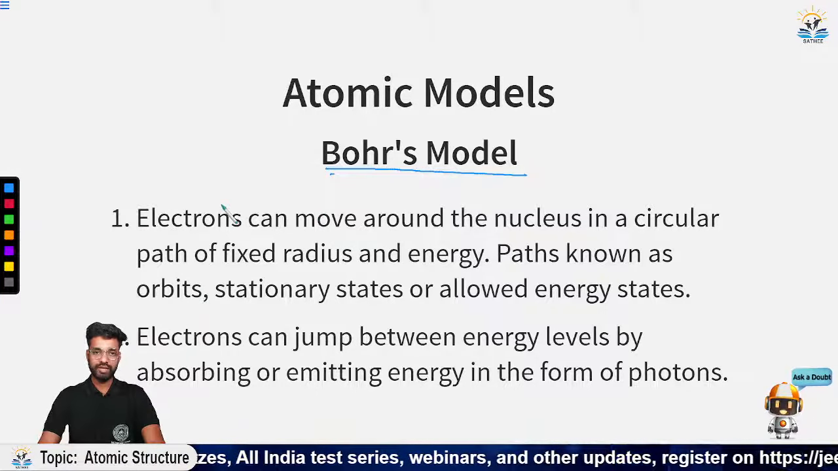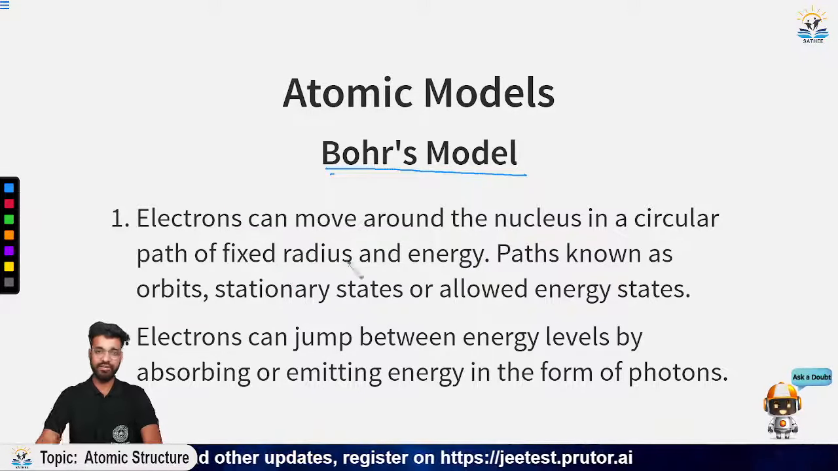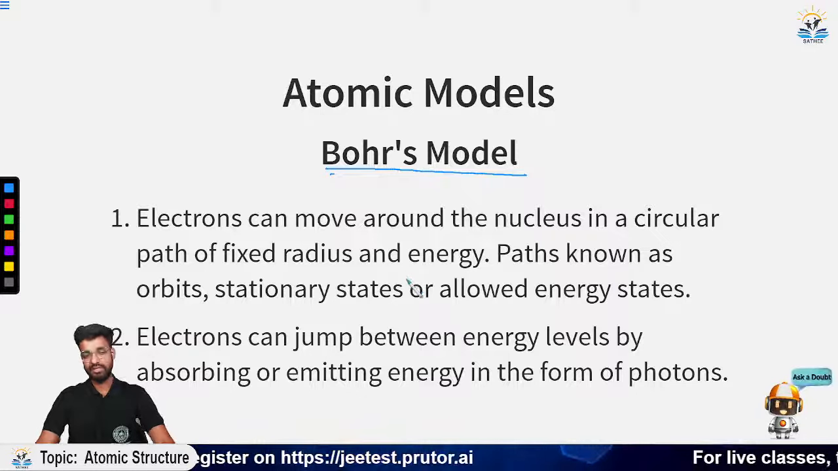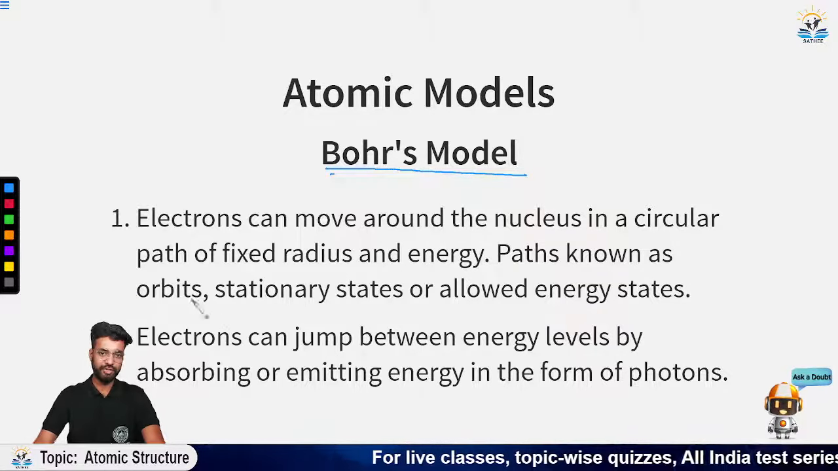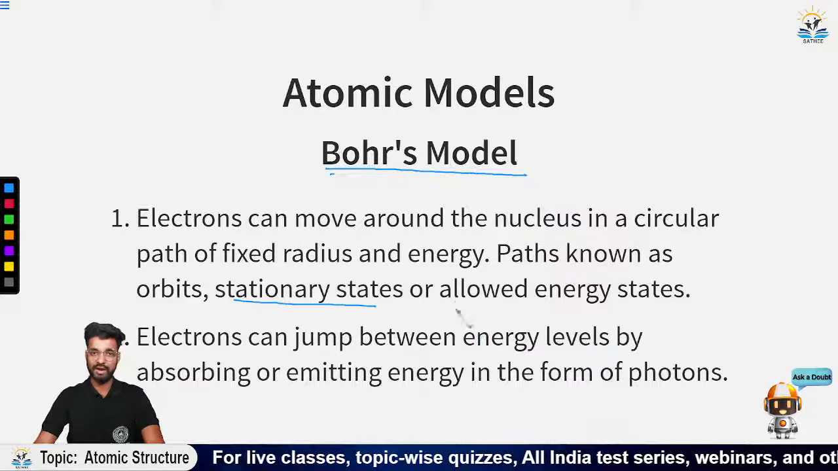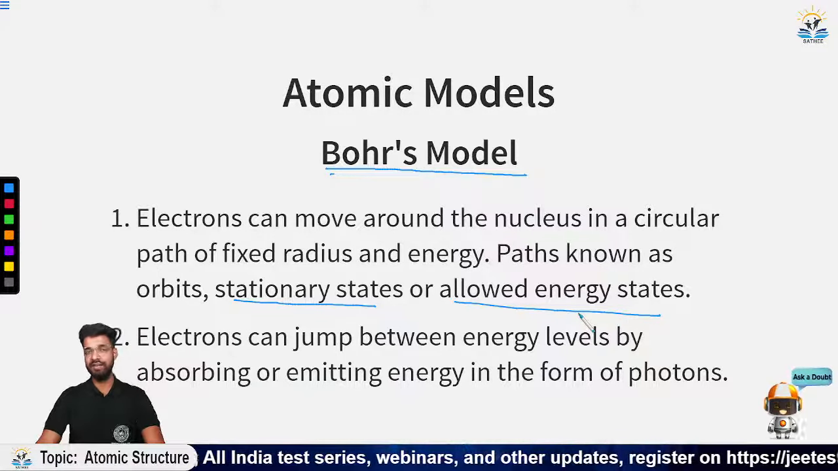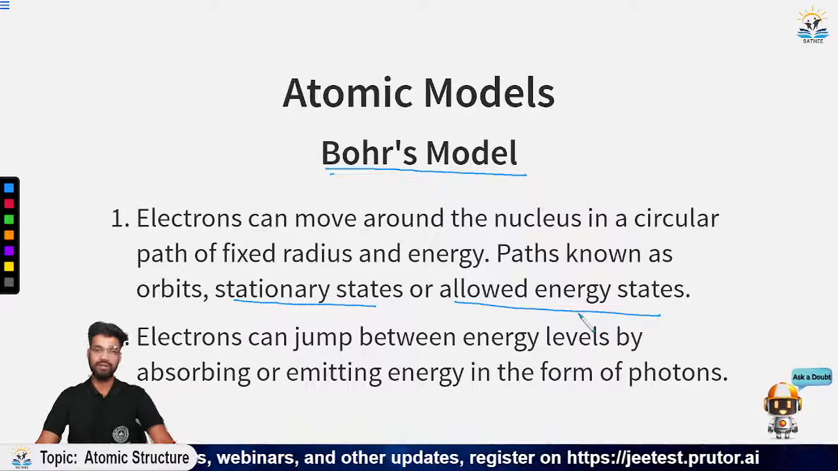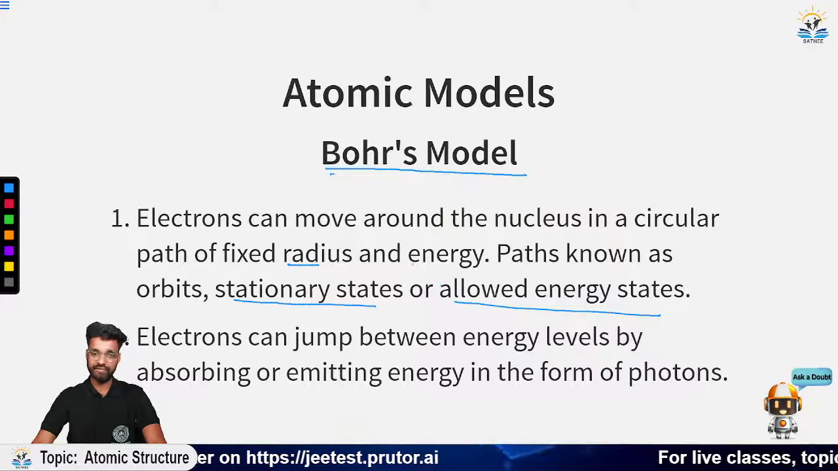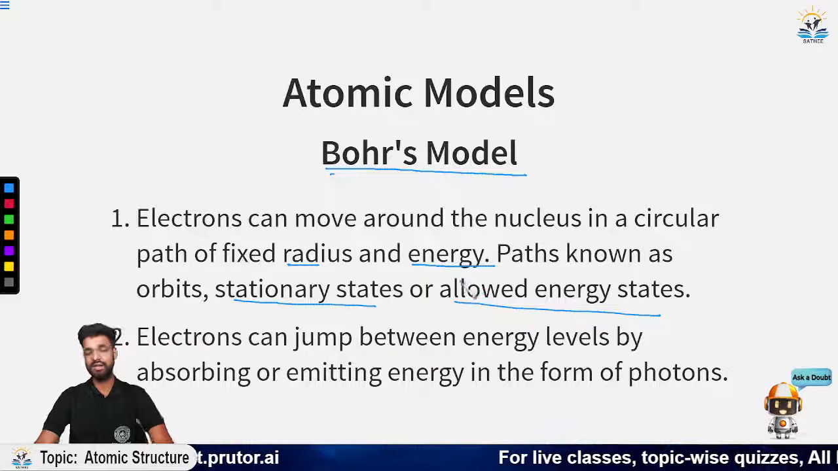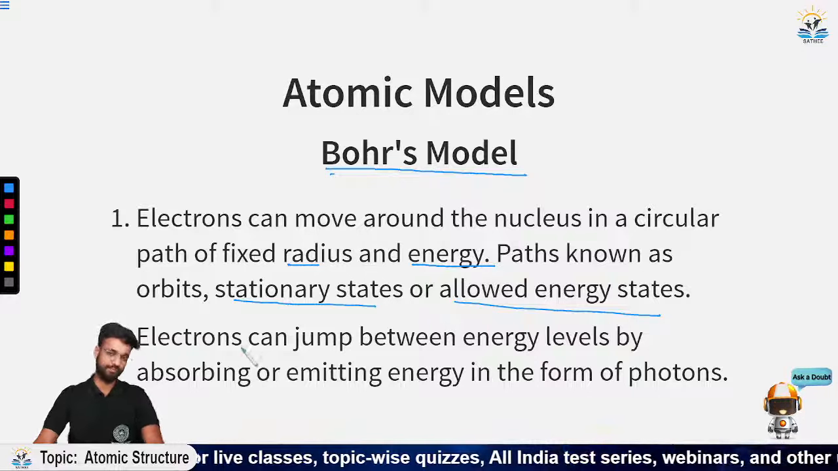So what does the Bohr model say? It says that an electron can only revolve around the nucleus in fixed radii, and the energy of each of these stationary states is fixed. The paths in which the electron revolves are known as stationary states or allowed energy states. So what does it mean? The electron cannot revolve in any arbitrary radius, but has to revolve around the nucleus in certain fixed radii. The energy is also fixed, meaning it cannot change easily unless light is incident on that shell or atom.